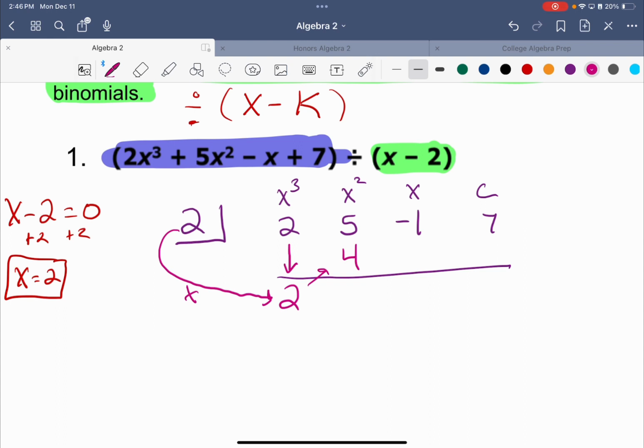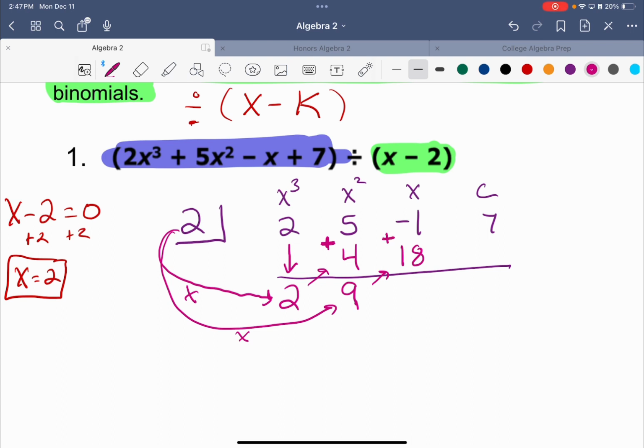Now we're going to take that 5 and 4 and add them together. 4 plus 5 is 9, and that 9 is going to go below the line. Because it's below the line, I'm going to multiply it by that 2 again. 9 times 2 is 18. So you multiply, and the product goes above the line.